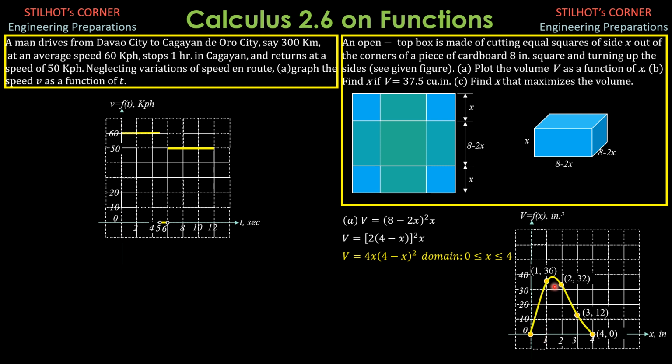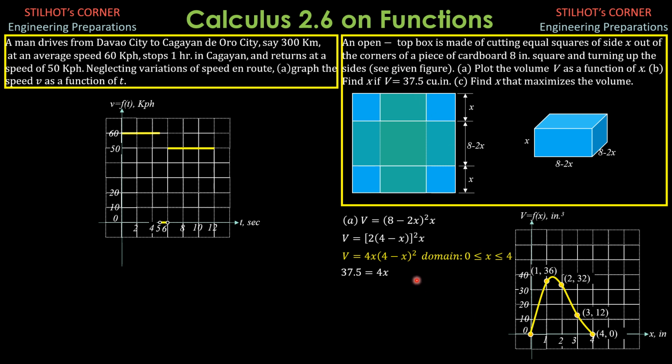So therefore, the maximum volume occurs somewhere between 1 and 2. But we will estimate it further by answering the second part. If the volume is 37.5 cubic inches, because it is greater than 36, so far it's 36 here, but there is a peak point here, and it is greater than 36, that's why the volume is 37.5.